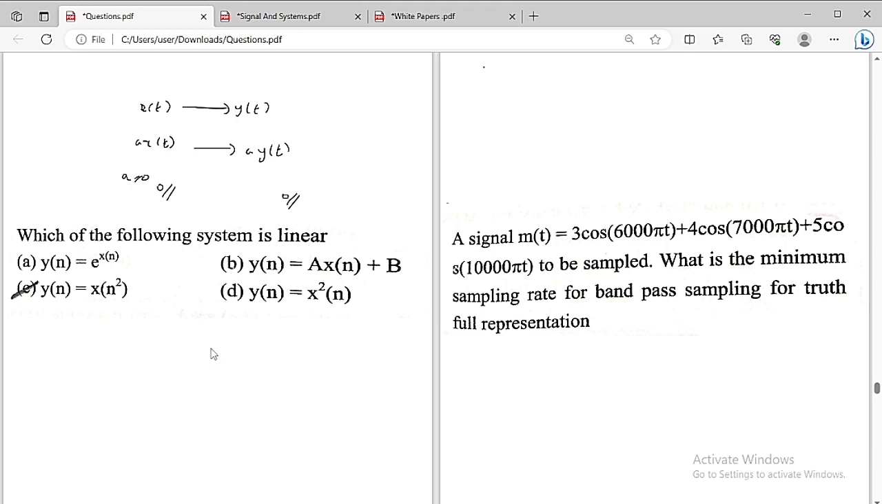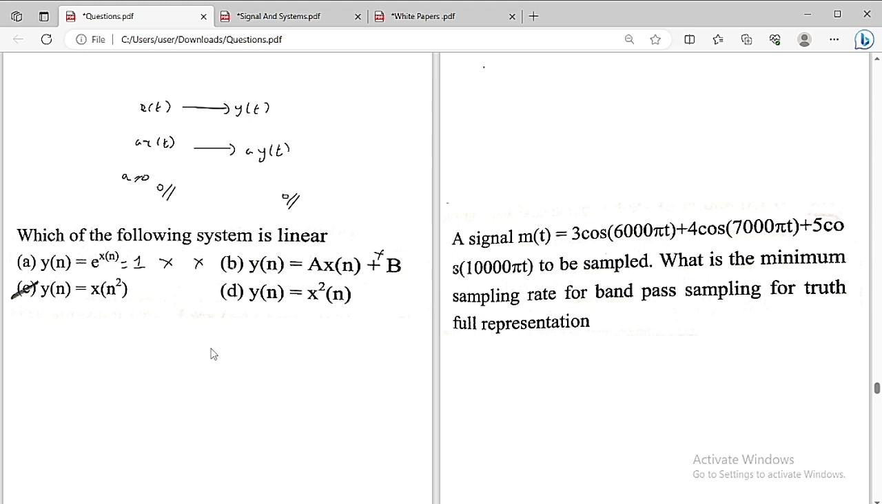So if we substitute input equal to 0, then the output here is going to be 1. So it is not equal to 0, so we can say this is a non-linear system. Similarly, it is not equal to 0, so it is a non-linear system. Here also, even though the input is equal to 0, the output is not equal to 0. So therefore, we can say this is also a non-linear system. By these things, we can eliminate this one and this one.